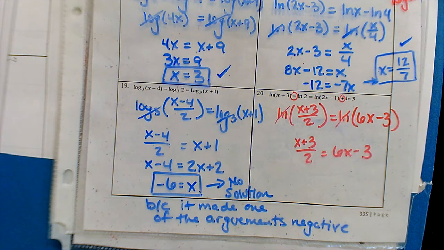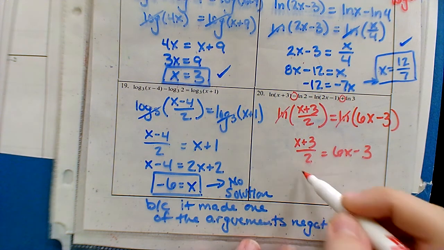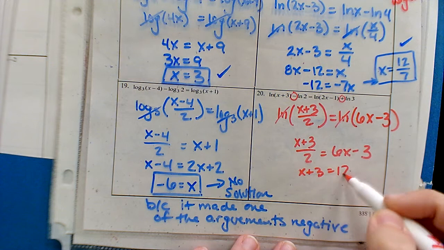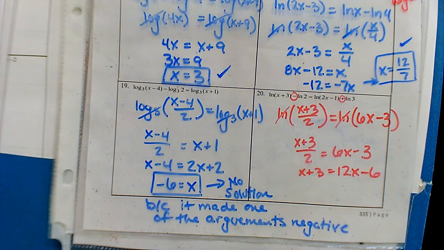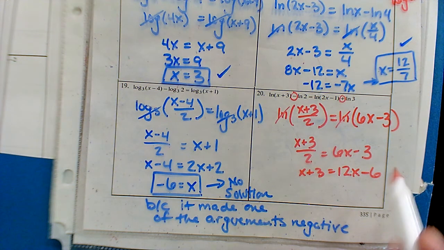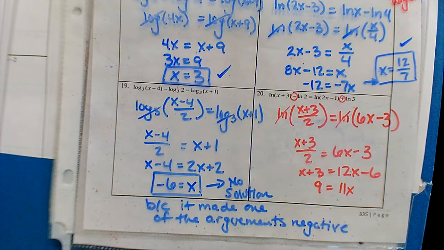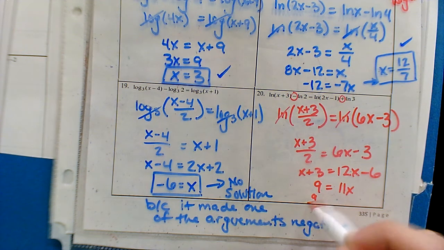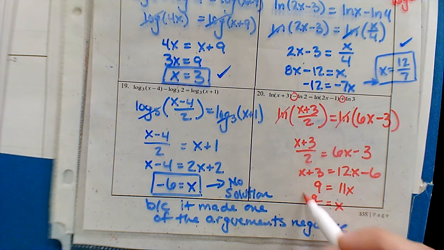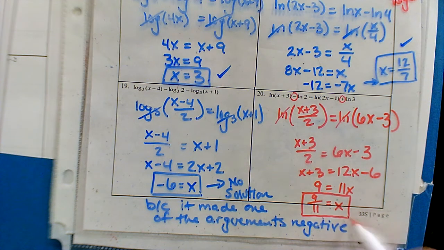All right, so kind of similar to the other ones we were doing, we could probably multiply that 2 over. Let's see, we can subtract the x, add the 6. And it looks like we get 9 over 11. All right, let's check our answer.